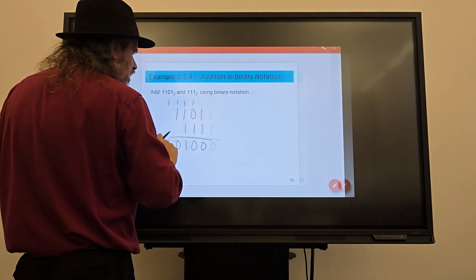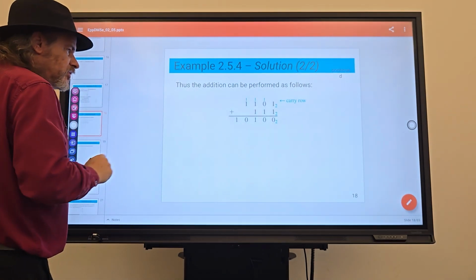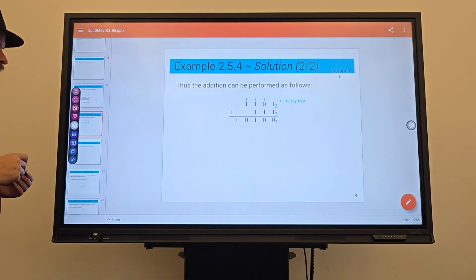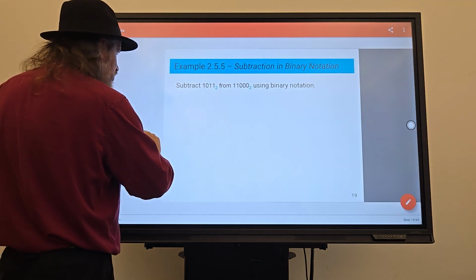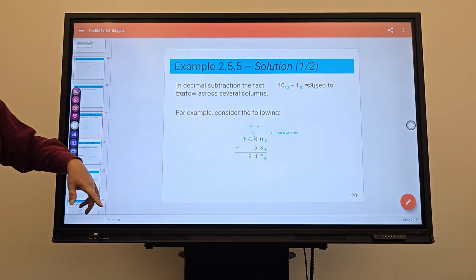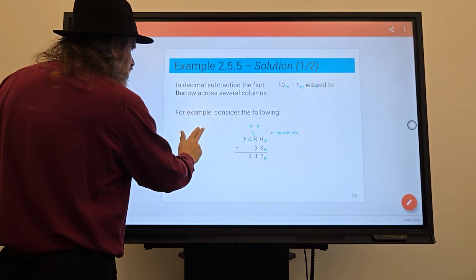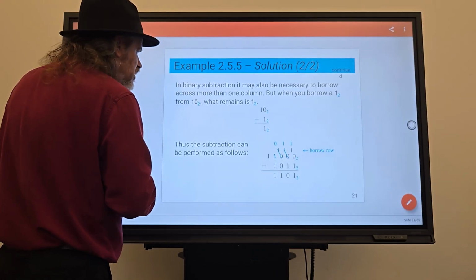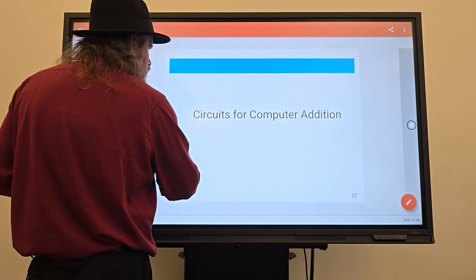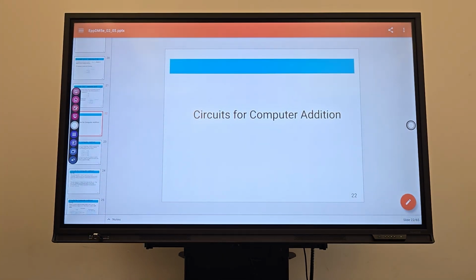So 10100. Okay? I'm going to skip the subtraction because this shows this borrowing and all that sort of stuff. There's just an easier way of doing that. So, well, I'm going to skip the subtraction part of math with binary. Now, circuits, we'll revisit the subtraction in just a minute.